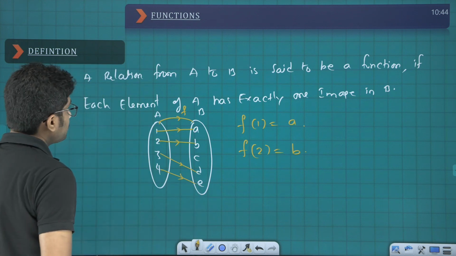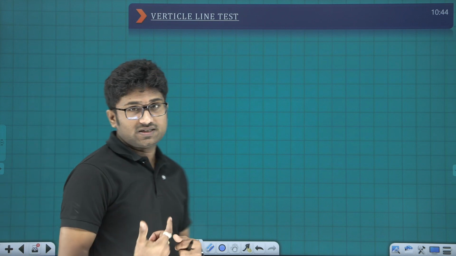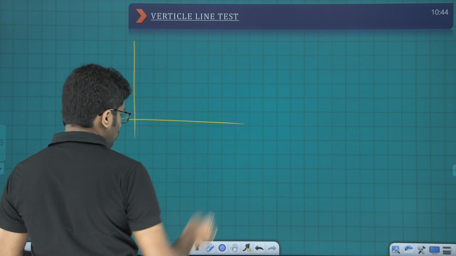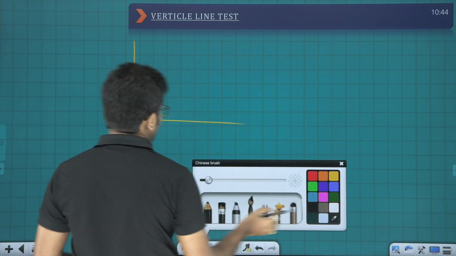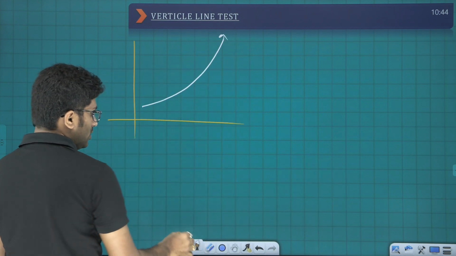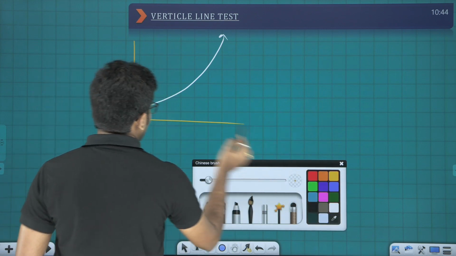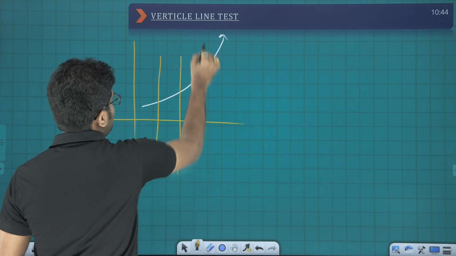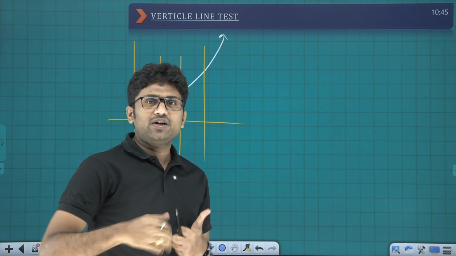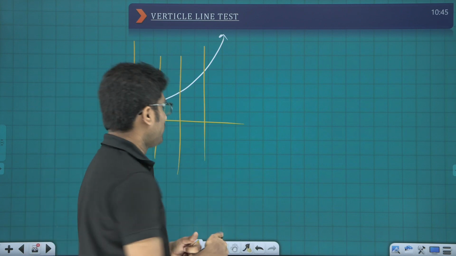Next, vertical line test. For a given graph, how do we check whether it is a function or not? Suppose we have a graph. Now what we do is, we draw vertical lines, friends. If this vertical line intersects exactly at one point, then it is a function. If it intersects at more than one point, it is not a function.